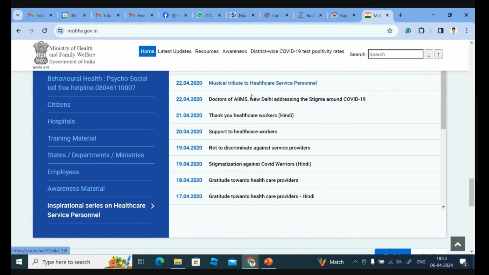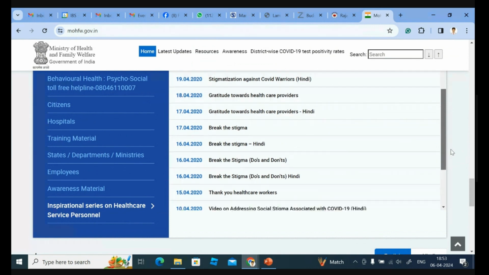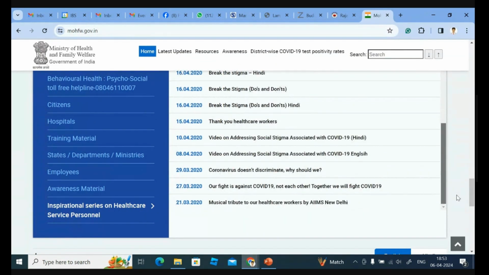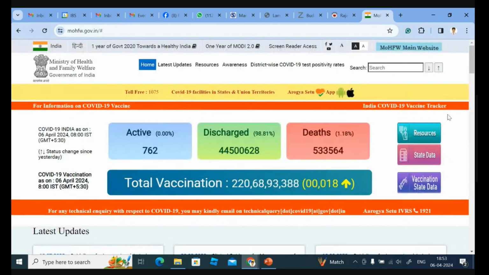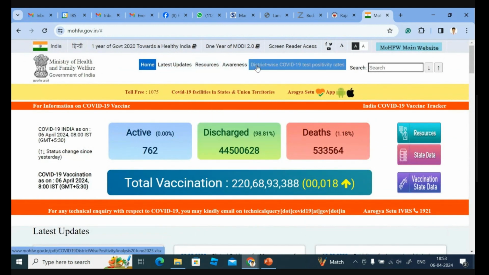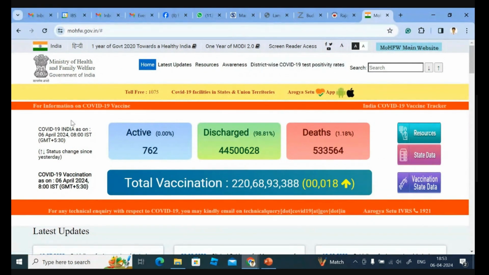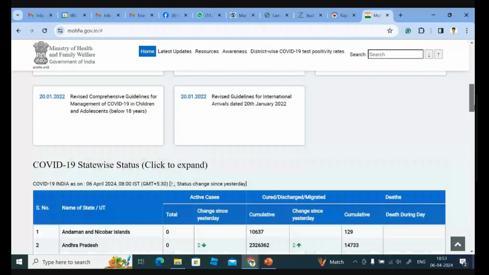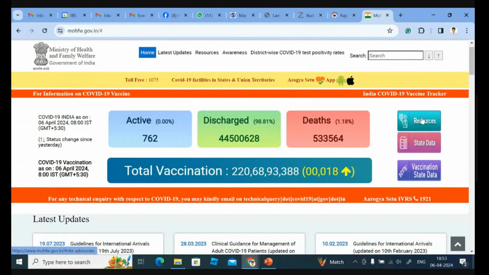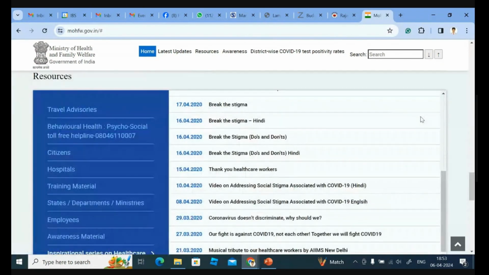Doctors Away, musical tribute, healthcare service professionals. Wow, this looks quite good. Break the stigma, do's and don'ts. India is actually a stigma driven society, and it's not easy for them to do it. You got it? So you can go back and then look at the other parts of it. What else can be done? You can always come back and check into it. You can probably check those details. Check the resources as well.